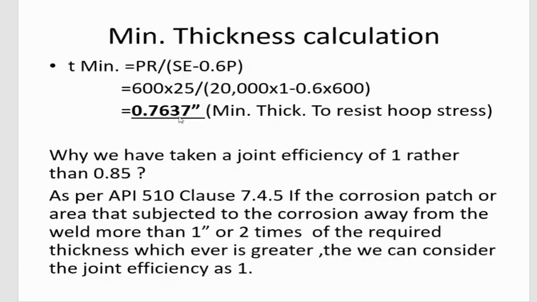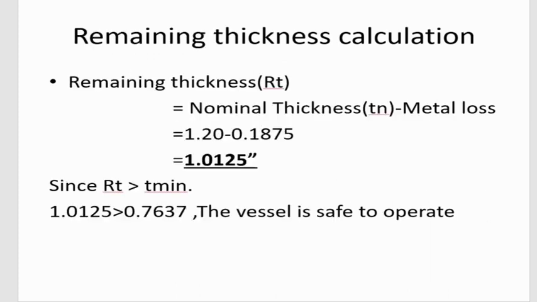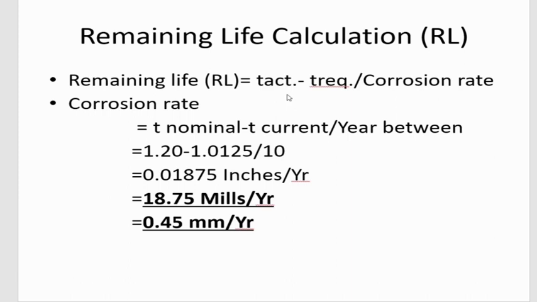What is our t minimum? Our t minimum is 0.7637 and our remaining thickness is 1.0125. Since 1.0125 is greater than 0.7637, the vessel is safe to operate. Next, we have to calculate the remaining life. In order to calculate remaining life, we need the actual thickness minus the required thickness, divided by the corrosion rate.